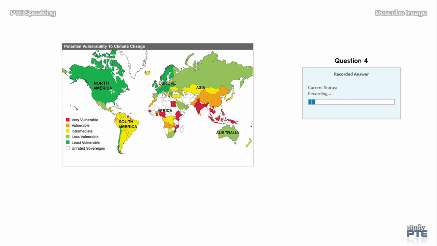The given image shows information about potential vulnerability to climate change. It also provides information in various categories such as North America, South America, Europe, Africa, Asia, and Australia. It is clearly visible from this image that North America is shown by the green color. On the other hand, South America is shown by the yellow color. In conclusion, it can be stated that this image shows very crucial and interesting information about climate change.